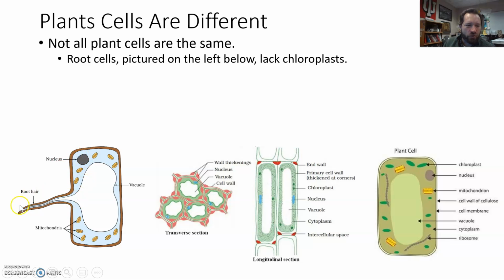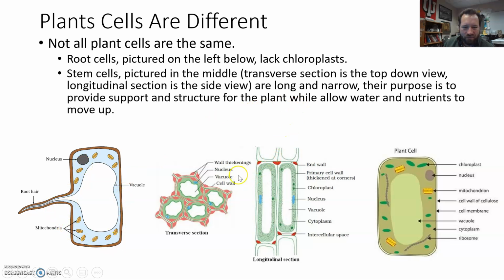So root cells, here's a root cell over here on the left. You can tell that it's different from other types of cells, and look what it's lacking. The big organelle we usually associate with plants, the chloroplast. Guess what? Root cells don't have them. They're underground. They're not going to use sunlight to perform energy conversions.